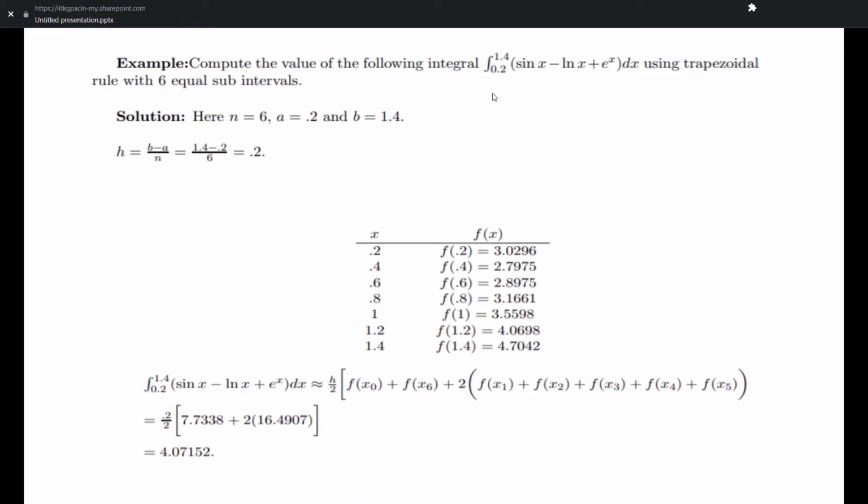We have to compute the following integral by using the trapezoidal method with 6 equal subintervals. We first compute the value of h, which is 0.2, and then find the value of the function at all the nodes, and then simply plug into the formula and obtain the result.